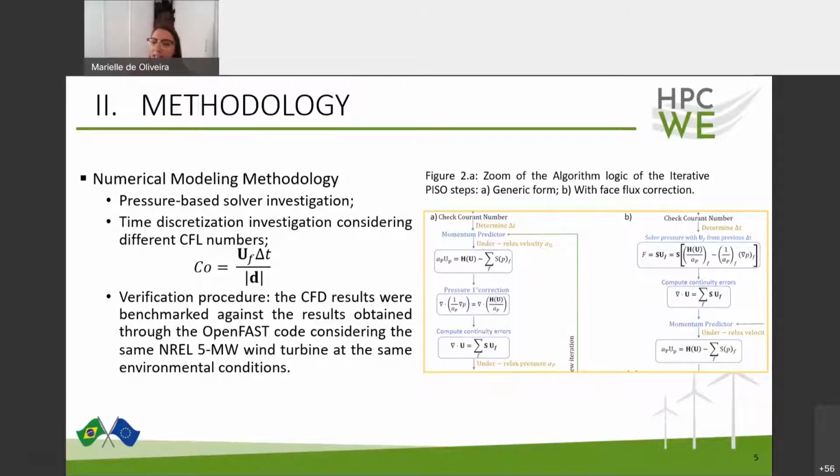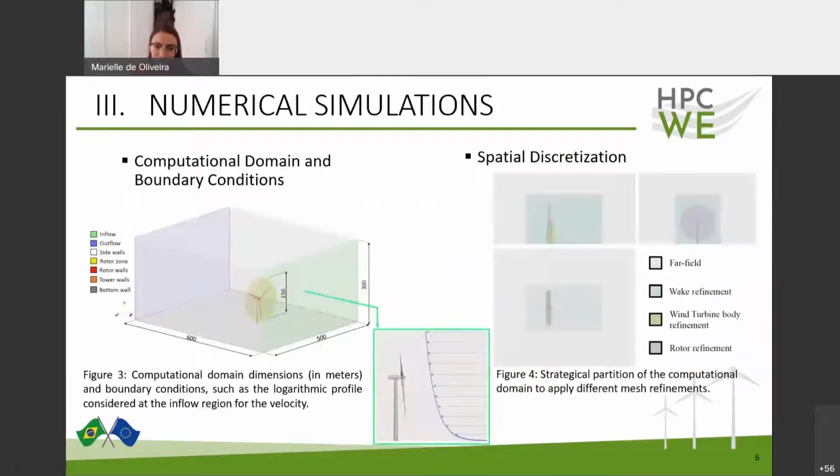Lastly, as a verification procedure, the CFD results were benchmarked against the results obtained through the OpenFAST code, considering the same NREL 5 megawatt wind turbine and the same environmental conditions.